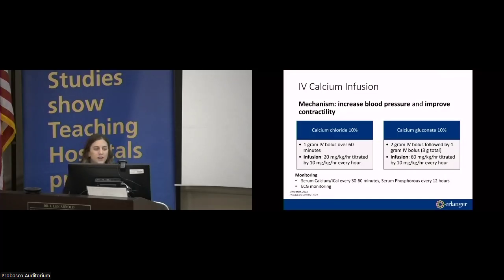And then IV calcium will increase your blood pressure and improve contractility. You can give it as calcium chloride 10% or calcium gluconate 10%. The calcium chloride is a 1 gram bolus over 60 minutes, and you can do an infusion of 20 mg/kg per hour titrated. And then calcium gluconate would be a 2 gram bolus followed by another 1 gram IV bolus. Typically, in our protocol, we just treat patients with boluses. We don't move on to infusions. If we have to move on to an infusion, we'll try something else.